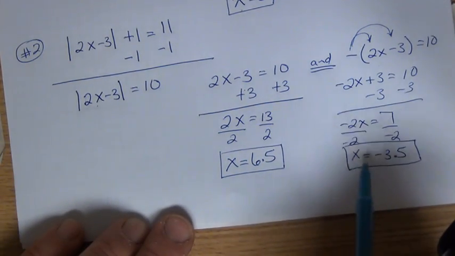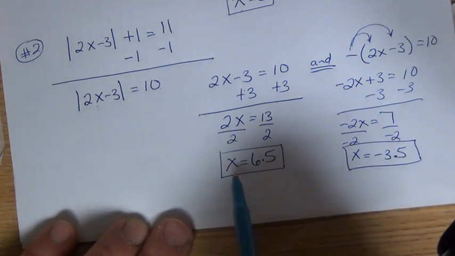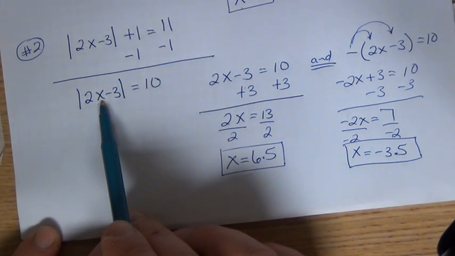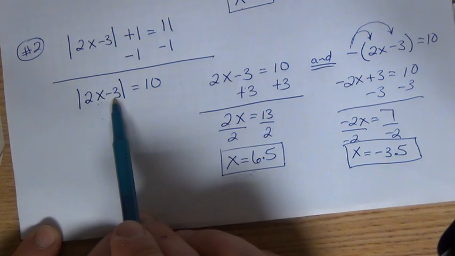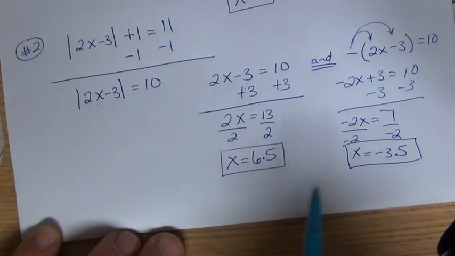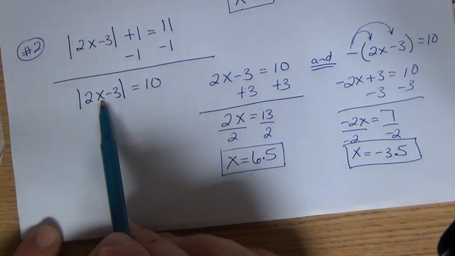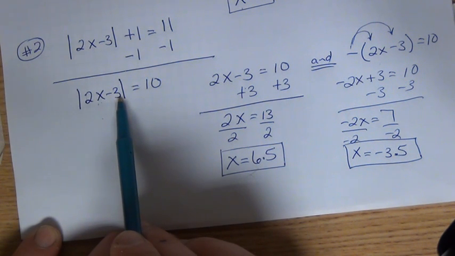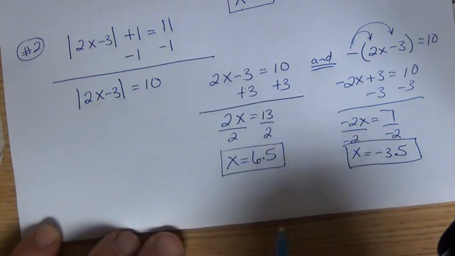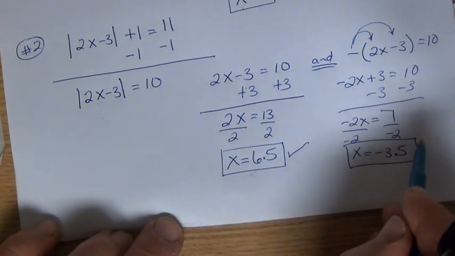Now if I've done my math correctly, both of these should work up here. So when I plug in 6.5, 2 times 6.5 is 13, subtract 3 is 10, and the absolute value of 10 is 10. If I plug in negative 3.5, 2 times negative 3.5 is negative 7, subtract 3 is negative 10, and the absolute value of negative 10 is also 10. Both of my answers check out.